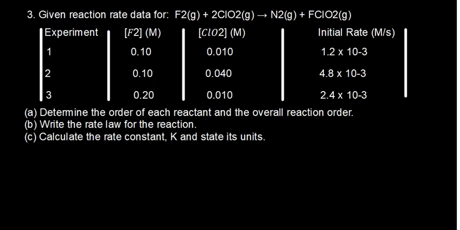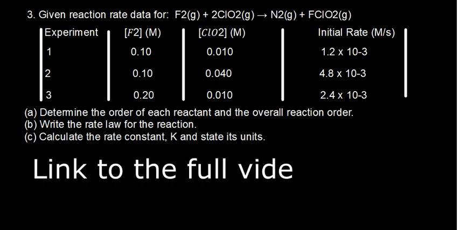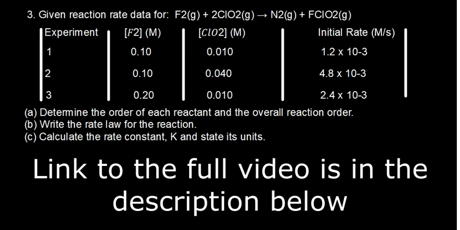The third part of the question says, given the reaction rate data, determine the order of each reactant and the overall reaction order. This is a very good question which will help us understand how to determine the orders of reactions and also be able to come up with a rate law when you're given such information.